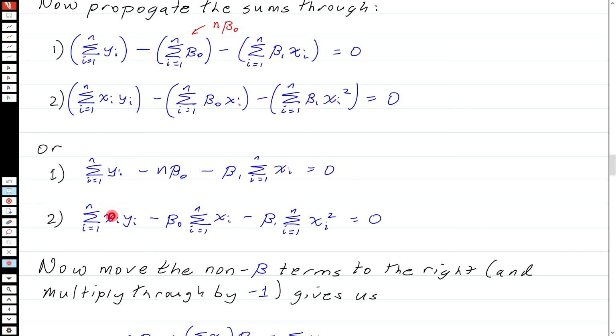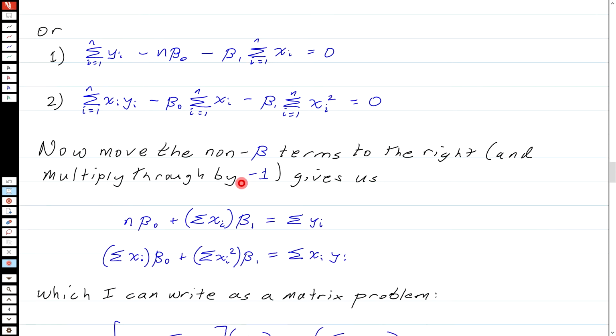It becomes minus xi, sum of xi yi. Now there's a whole pile of minus signs in here. I'm just going to multiply everything through by minus 1 on both sides, and that gets rid of all the minus signs. And I'm left with two equations that look like this.